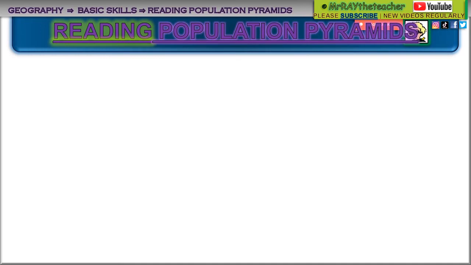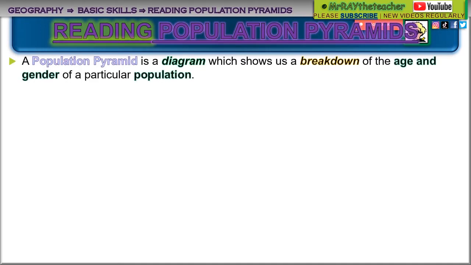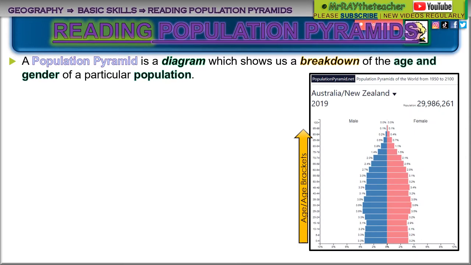So first thing is we're learning about reading population pyramids. A population pyramid is a diagram which shows us the breakdown of age and gender of a particular population. So there you go. On your y-axis is your age brackets here. On your x-axis, it's kind of a weird one because it starts at the middle at 0 here and goes left there and right there.